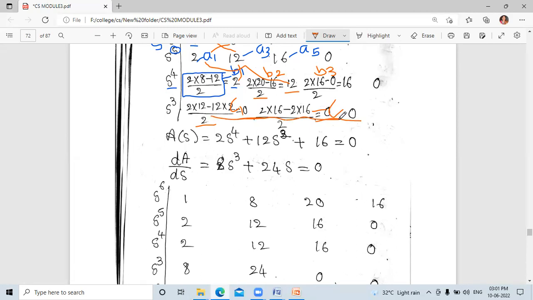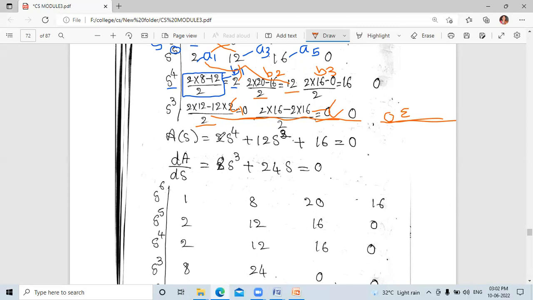This is special case 2. Special case 2 means the overall row is 0. If only one element is 0, then we can replace it with epsilon. If the overall row is 0, then we need to take the equation before that, that is s to the power of 4. So for the s to the power of 3 row, we got 0. So before that, what is it saying?